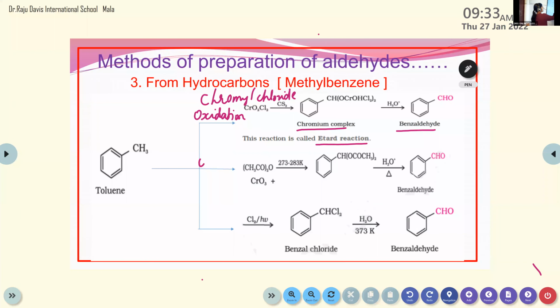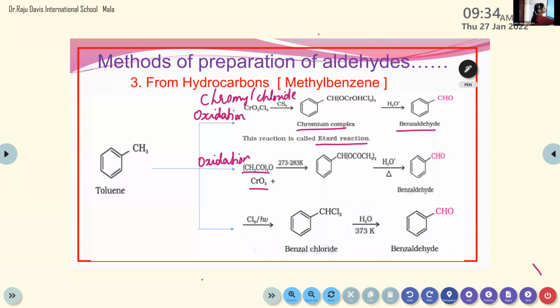Okay, all these reactions are oxidation. This one also is oxidation, and the reaction proceeds in the same way, the only difference is in the reagent. Instead of chromyl chloride, here we are using chromic oxide, CrO3, and acetic anhydride, (CH3CO)2O. The two reagents are used in the second one. And the temperature is 273 to 283 Kelvin.